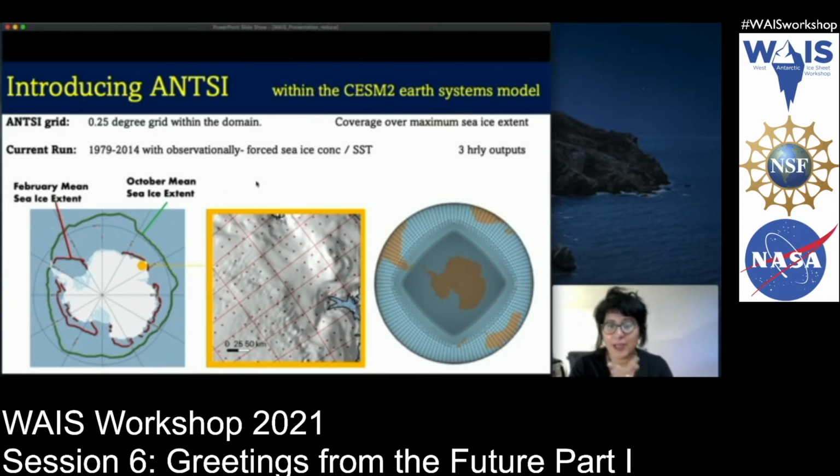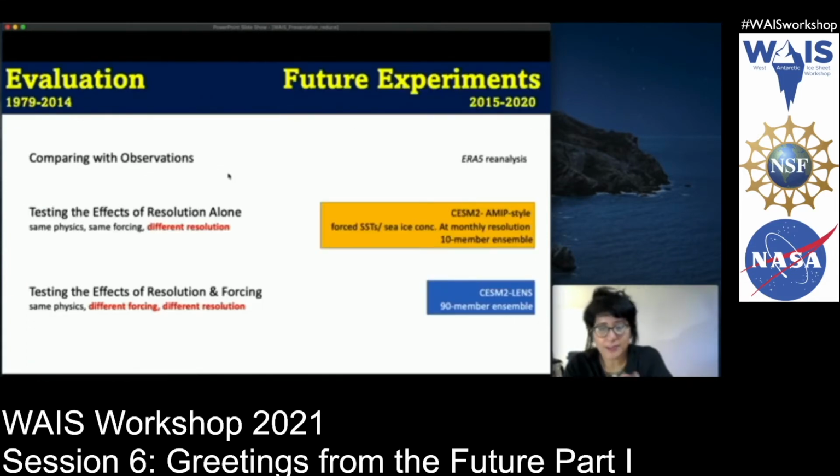So the current run that we have is from 1979 to 2014, with observationally forced sea ice concentration and SST. We're also producing 3-hourly outputs specifically to be able to implement AR detection algorithms. For the purposes of this talk, I'm going to be mostly evaluating the outputs that we have, but also presenting some future experiments that we're going to be conducting over the remaining 2015 to 2020 period.